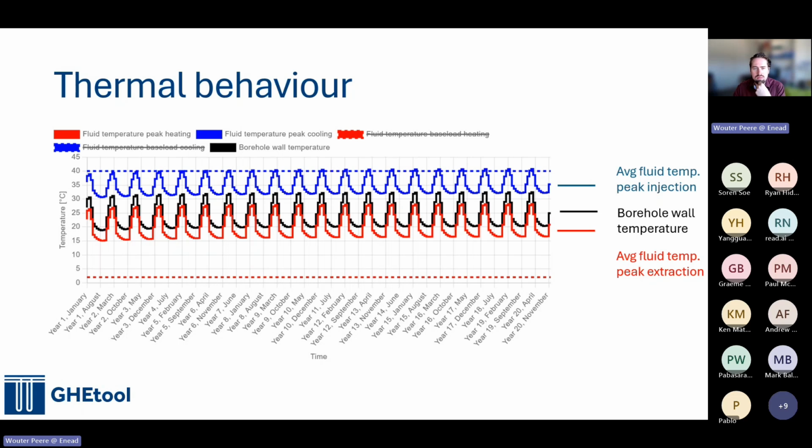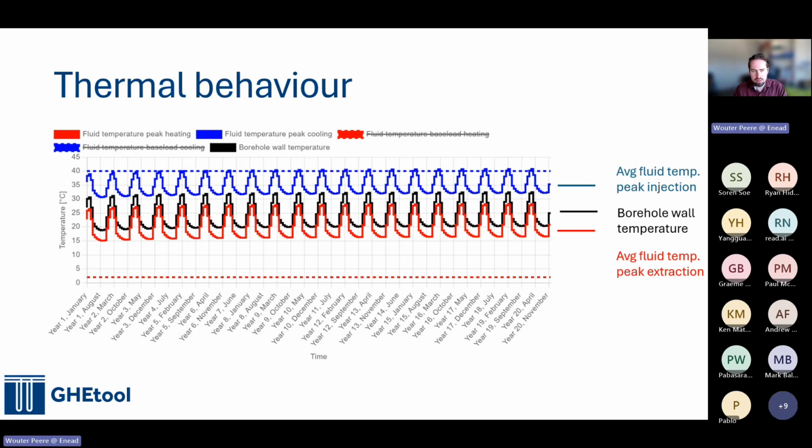And here you can see 3 lines. We see a time horizon of 20 years, a temperature profile, and 3 temperatures. And of course, we're a geothermal system, so what's important is the temperature of the ground. That's illustrated by the black line. That's the borehole wall temperature. That's the temperature at the interface, basically at the interface of our heat exchanger.